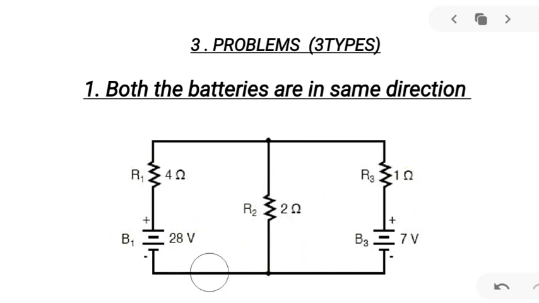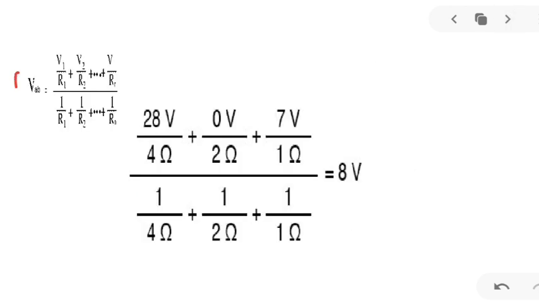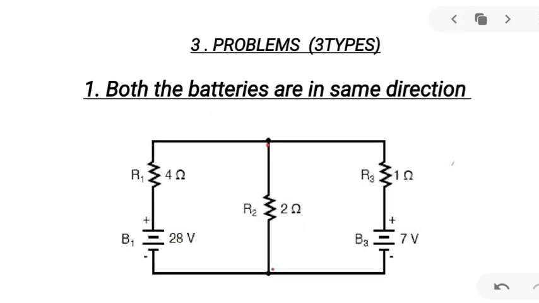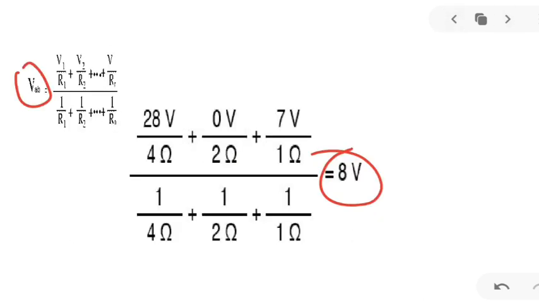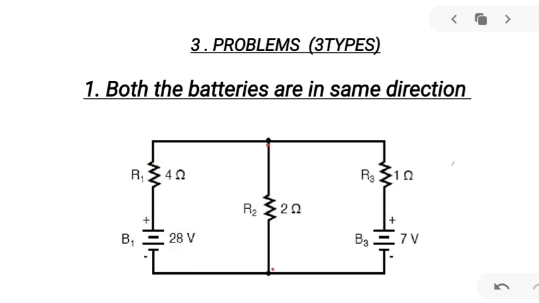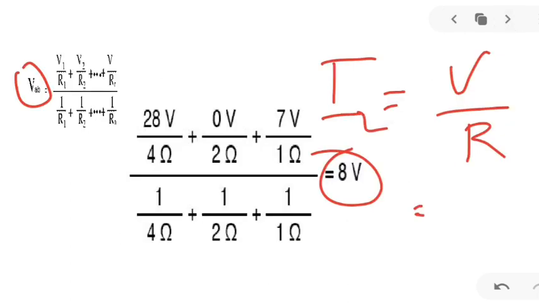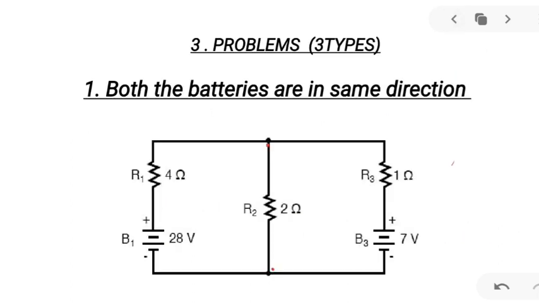The first step is to find the voltage between the ends of the resistor R2. Substituting in this formula, we get the voltage, which is 8 volt. Now we should see that it obeys Ohm's law, that means I equals V by R. The current passing is I2, which is V, what is V? 8, by what is the given R? 2 ohm, right?